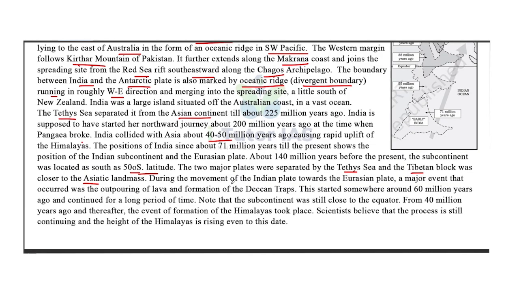During the movement of the Indian plate towards the Eurasian plate, a major event that occurred was the outpouring of lava and formation of the Deccan Traps. This started somewhere around 60 million years ago and continued for a long period of time. Note that the subcontinent was still close to the equator. From 40 million years ago and thereafter, the formation of the Himalayas took place. Scientists believe that the process is still continuing and the height of the Himalayas is rising even to this date.